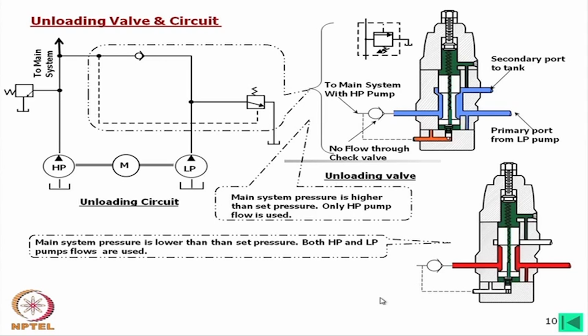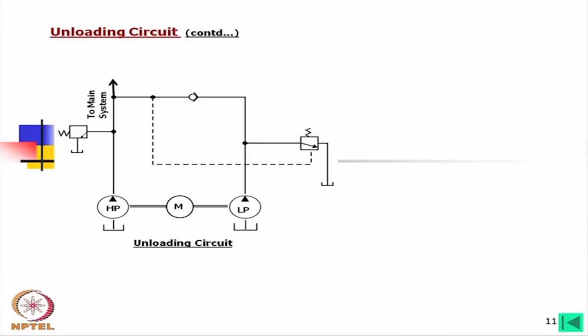So this means that the unloading valve is used to unload a usually low pressure pump when there is a high pressure and the load is being used only from the high pressure side. This is one application, and there might be some other applications also.